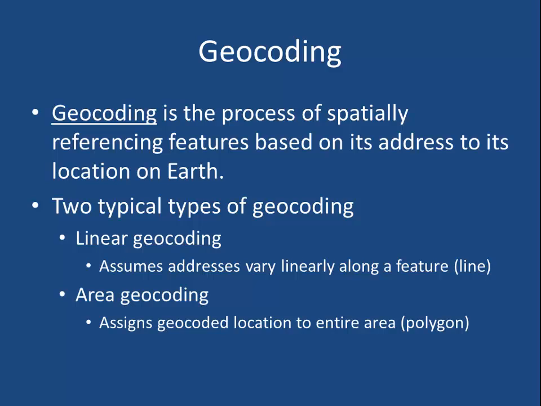The GPS unit takes the street address and associates it with road data sets to determine the coordinate that exists at that address. There are two typical types of geocoding: linear geocoding and area geocoding. Linear geocoding assumes that the addresses vary linearly along a feature, which is typically a line. Area geocoding assigns the geocoded location to the entire area that matches the input address. Let's look at an example of linear geocoding and then area geocoding.